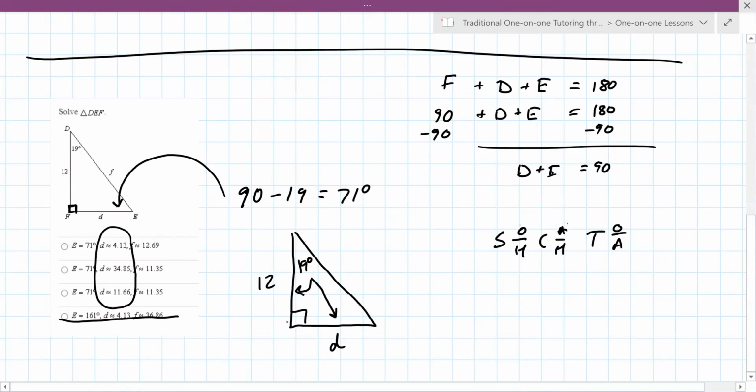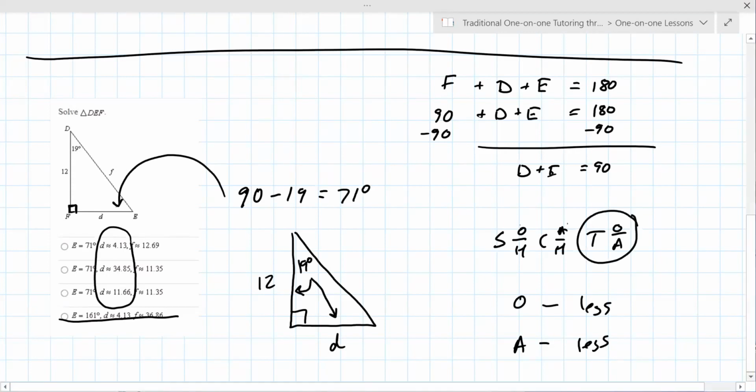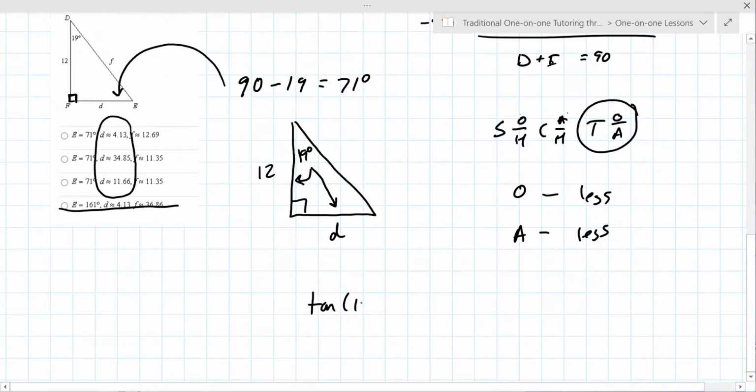It's always a leg. So I guess maybe this isn't clear, but O and A are always legs. And A is the one that's right next to it. If your friend is adjacent to you, they're right next to you. If someone's sitting across from you at the table, you would say that's opposite. So the one to use here is tangent. Tangent of 19 degrees equals the opposite over the adjacent.